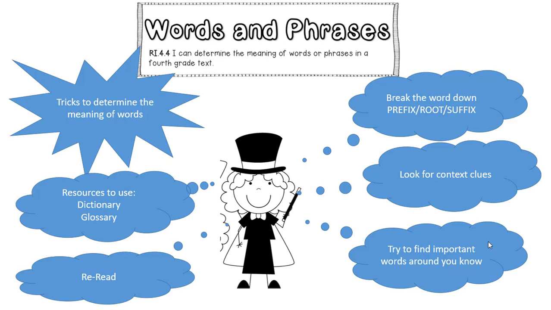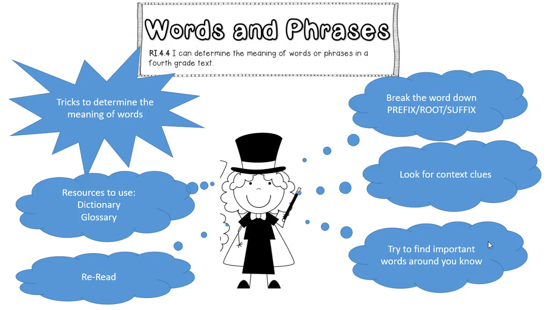So here are some things that we could do when we come across words and phrases that we don't know. Tricks to determine the meaning of words. We could start using resources like a dictionary and a glossary. A great thing as readers is just to reread. Sometimes things will come up and we can have experienced those words. We've seen those words before. Break the word down. We've done prefixes and suffixes and identify the root word. That will help us understand what the word means.